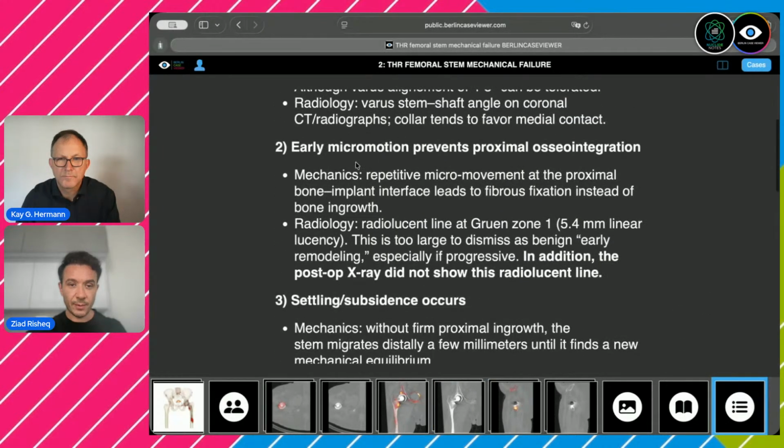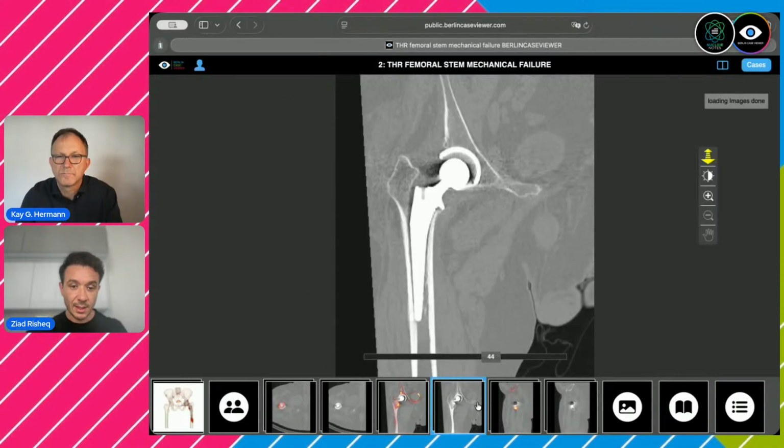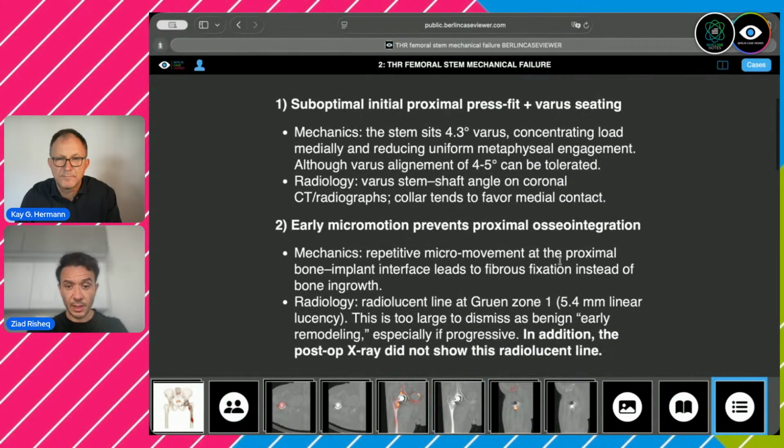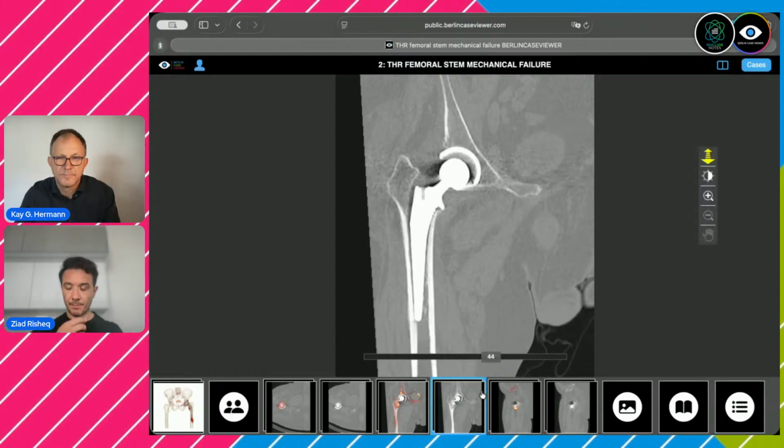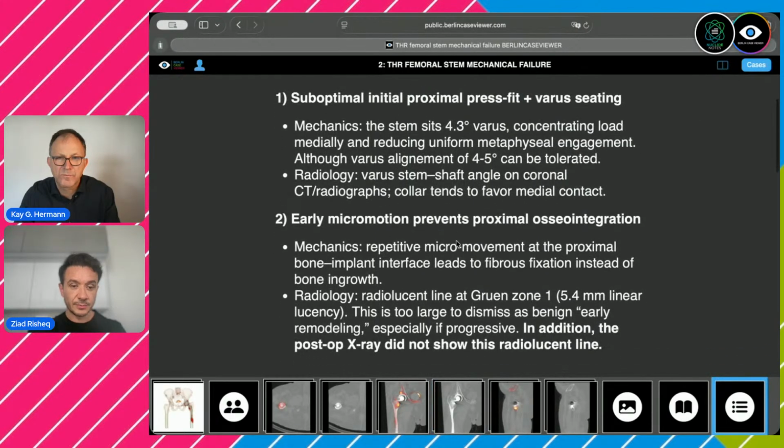Okay, so we have early micromotion that prevents proximal osseointegration, and as you can see here, we don't have the fixation around the metaphyseal region, evident by this large lucency over here. So repetitive micro movement at the proximal bone implant interface leads to fibrous fixation. After 6 months, or when chronically, there is no osseointegration. What happens over here is fibrous fixation, and we don't want that to happen.